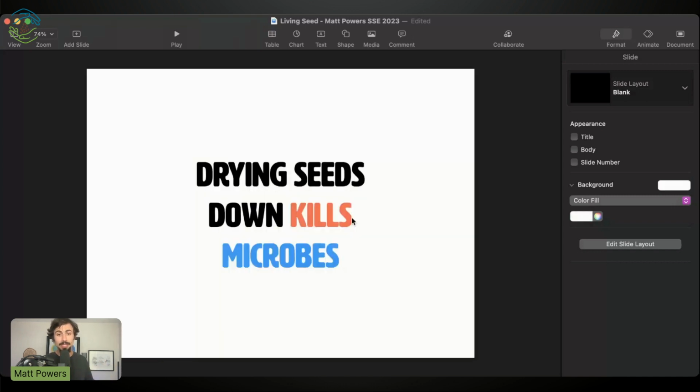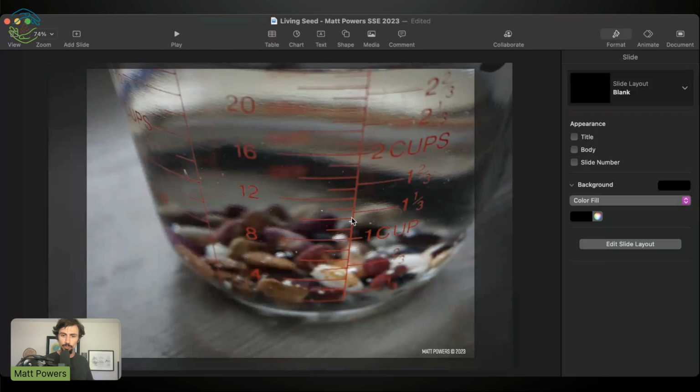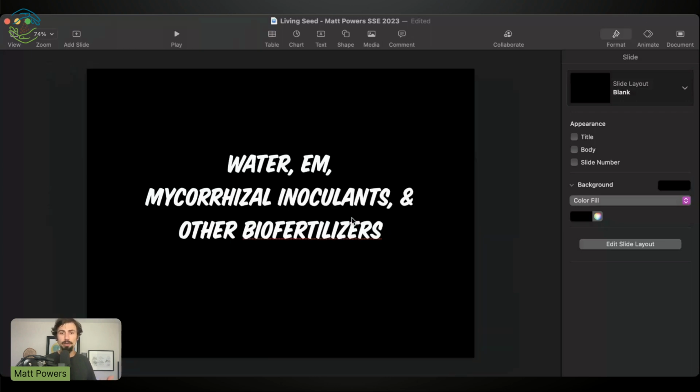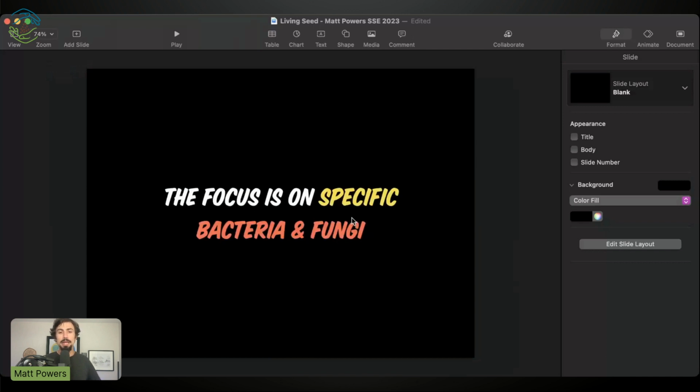When we dry down seeds, it kills some microbes. Not all, but most. When we restart the process, everything goes in. So EM, mycorrhizal inoculants, and other biofertilizers, they're all going to go in. And these are specific biofertilizers that can all work together. Like Azospirillum works really well with arbuscular mycorrhizal fungi, for instance.